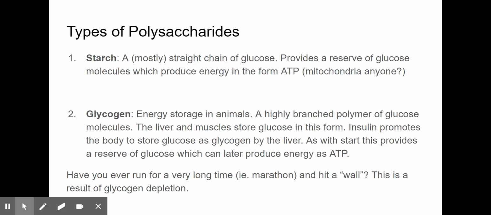Yeah, so what's happening when you actually hit that wall is you're running out of glycogen. You run out of glycogen, which is stored in your muscles and your liver, and you don't have any reserve energy left, and you just hit a wall. It can happen so suddenly. And that's why it's important, when people are doing ultra marathons, that there are stations where they get little bursts of sugar to eat.